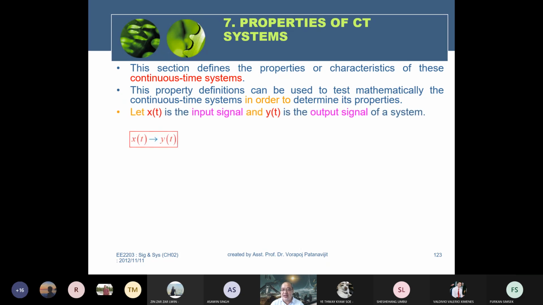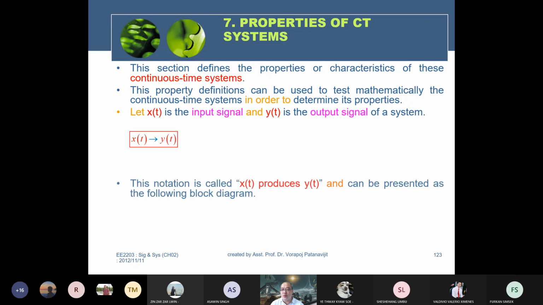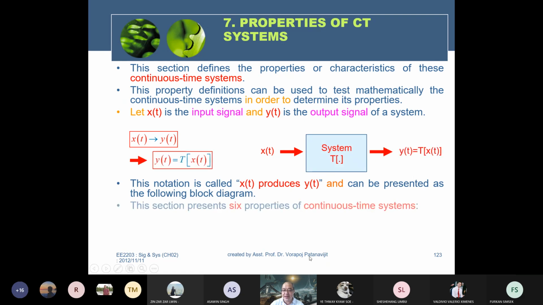Now, let x(t) be the input of the system and y(t) be the output signal of the system. You can write the relationship between x(t) and y(t) like this: x(t) produces y(t). This notation can be presented in the following block diagram. In the general block diagram, we feed x(t) into the system and the output is here. This section will concentrate only on the mathematical properties.